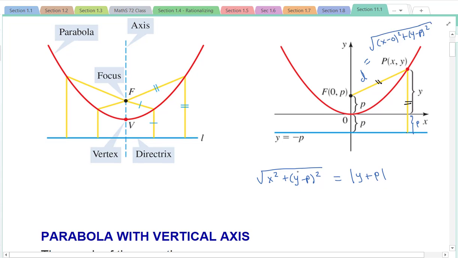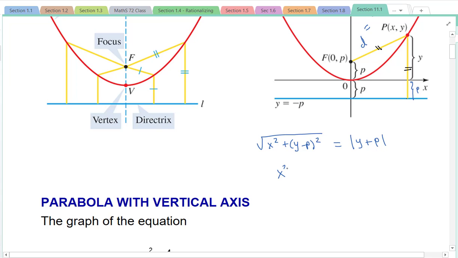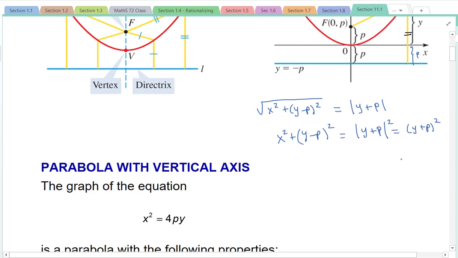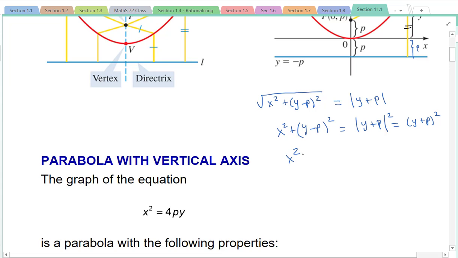When you solve this, square both sides. I'm going to have x squared plus (y minus p) squared equals the absolute value of (y plus p) squared, which when you square an absolute value will just be (y plus p) squared. So I have (y minus p) squared and (y plus p) squared. When you multiply this all out, I'm going to have y squared minus 2yp plus p squared equals, and when you square that out, y squared plus 2yp plus p squared.